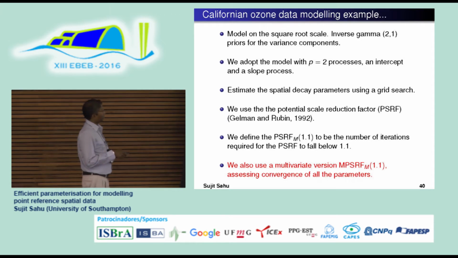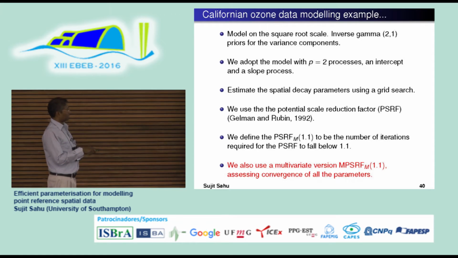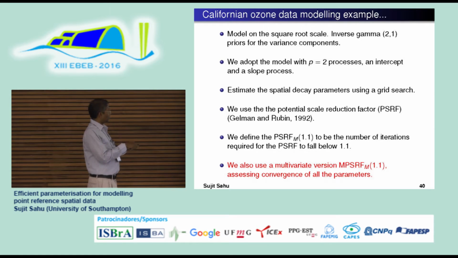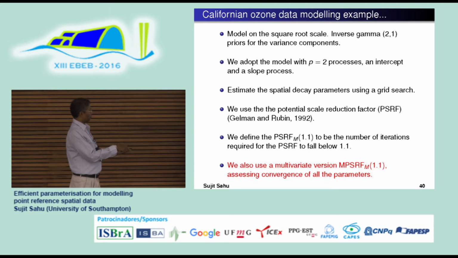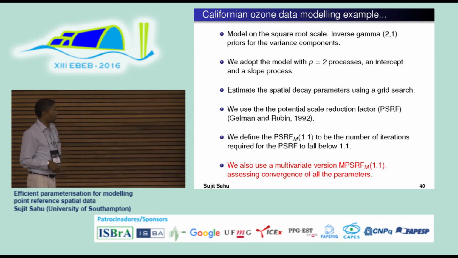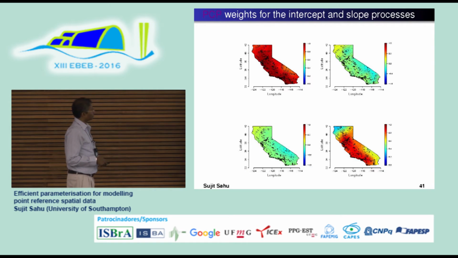Estimate the spatial decay parameters using a grid search. And we use the potential scale reduction factor from Gelman and Rubin, and its multivariate version, the MPSRF, and the number of iterations required for the PSRF to fall below 1.1. We also use the multivariate version, MPSRF, to check convergence of all the parameters. So these are acceptable, well-known convergence diagnostics.